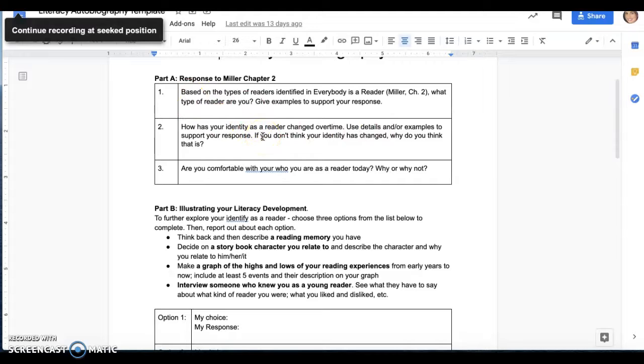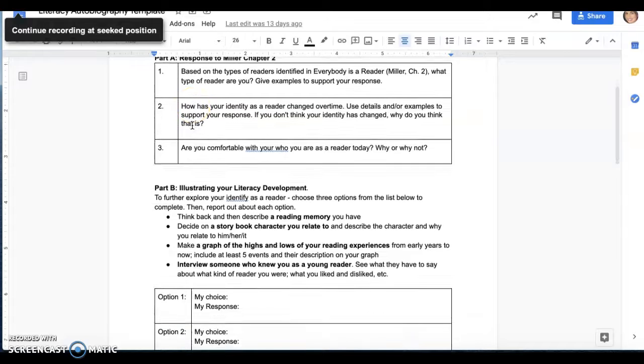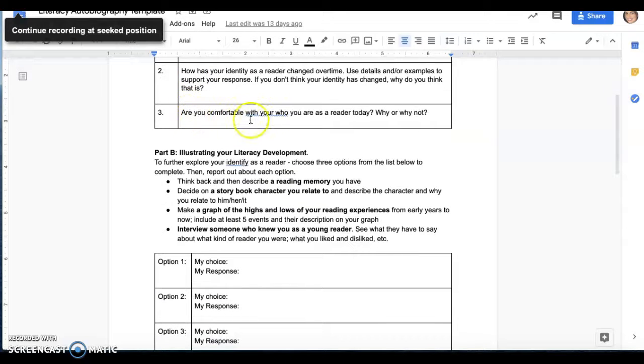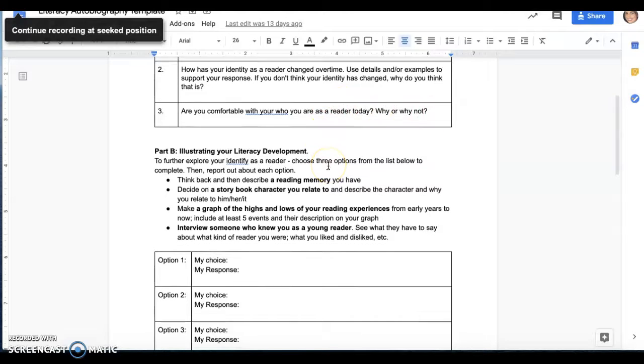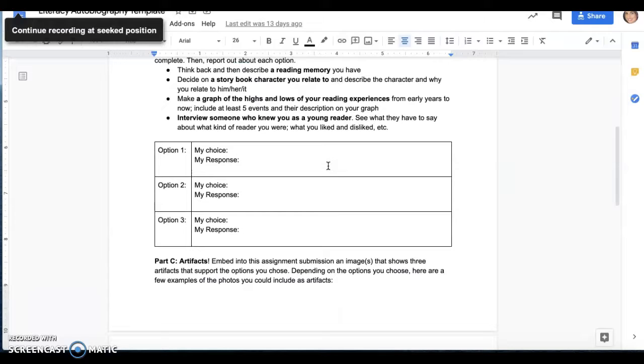So give some examples of how you have changed, maybe something that happened in your reading journey. Maybe you started off an avid reader and other things took precedence and now you are not. So if you don't think your identity has changed, why do you think that is? Sometimes we change over time and sometimes we don't. And then, are you comfortable with who you are as a reader? Why or why not? This is not a time for you to feel bad. If you are not comfortable with yourself because you haven't been doing much reading over the years, that's okay. Just tell me, what do you want out of your reading experience?